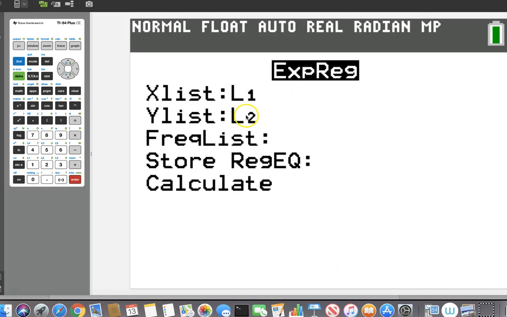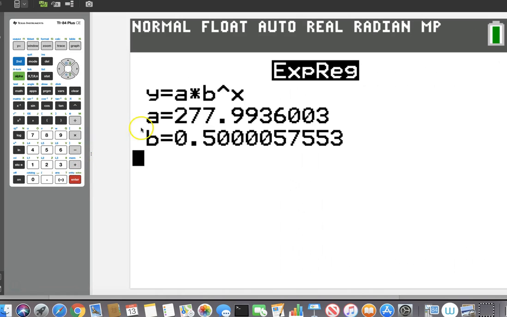If your data is in a different column, note that above the numbers 1, 2, 3, 4, 5, 6 in blue, we see the notation for the different columns that you could change to if your data is in a different column. But since my data is in columns L1 and L2, I'll now just go down to Calculate, and here's my equation. This is the exponential regression equation.